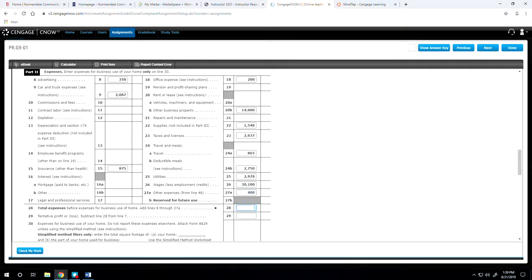Okay, what are all our total expenses? When you do your problem on your own, you're going to add them all up. But the total here, I already added it up, is $58,790. So if we take our gross income minus our total expenses, that gives us our tentative profit, which is, okay, so 134,042 minus 58,790 gives us 75,252.